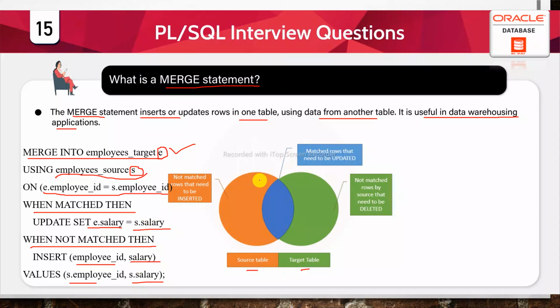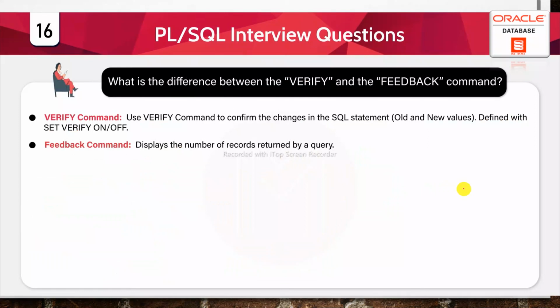So you can see in this table, this is the source table. The not matching rows need to be inserted, so all the values are inserted into the target table. Likewise, the matched rows need to be updated, so this section is matching and the values are taken from the source. The rows not matched by the source need to be deleted, so again, this would be deleted after merging. So this is how the MERGE statement works.